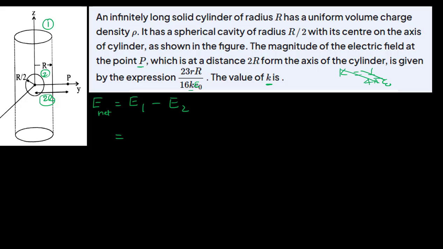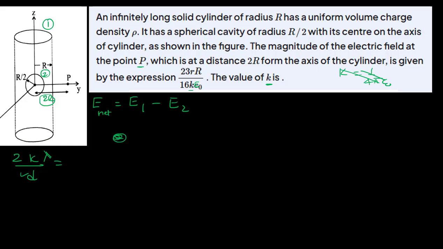What is the formula for that? It is given by the general formula 2kλ/d. This is the formula for the electric field at a distance d, where λ is the linear charge density of the wire. And please remember, here k is 1 upon 4π epsilon naught. So what we'll do is we'll find E1 separately.